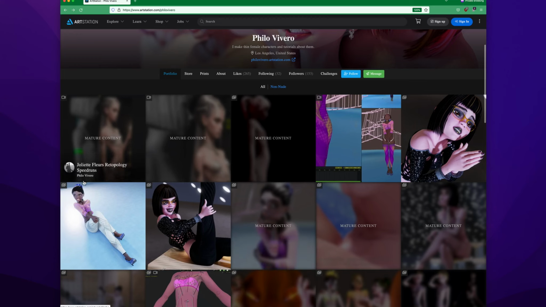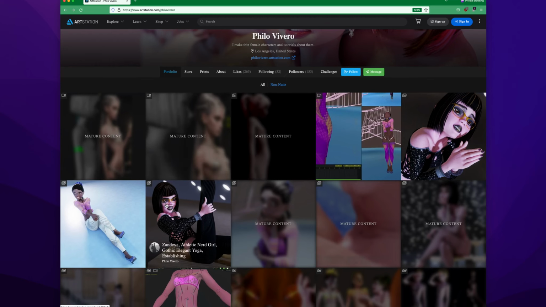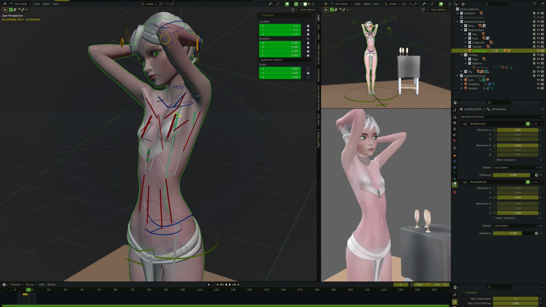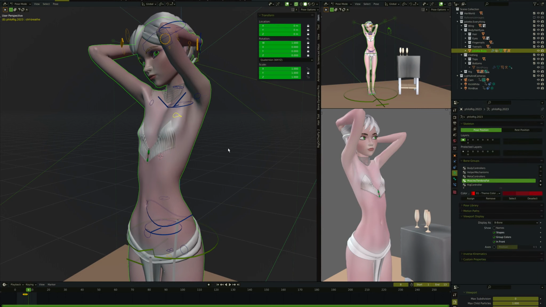Alright, so I'm working through a series of posts about a character I'm modeling from AI. I'm calling her Joliette Fleurs. One thing I've done is start rigging her up, and this is her rig currently. Let's hide some of those bones, but we'll talk about them in a second.